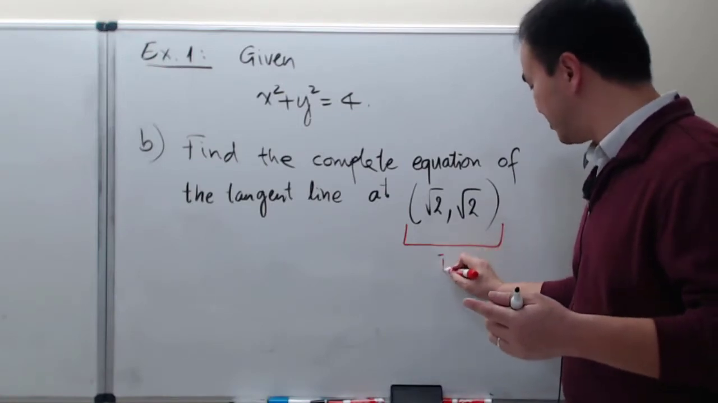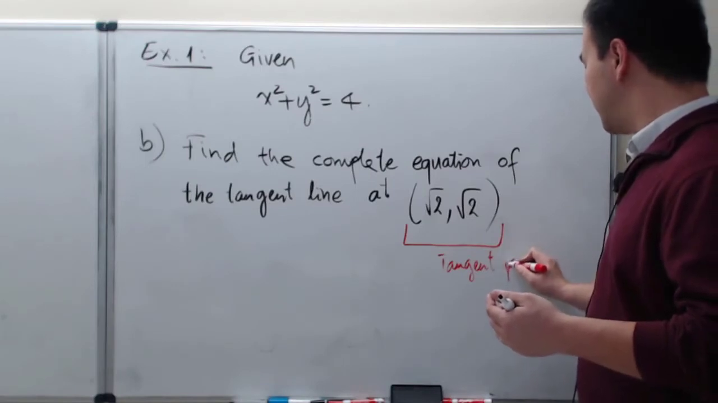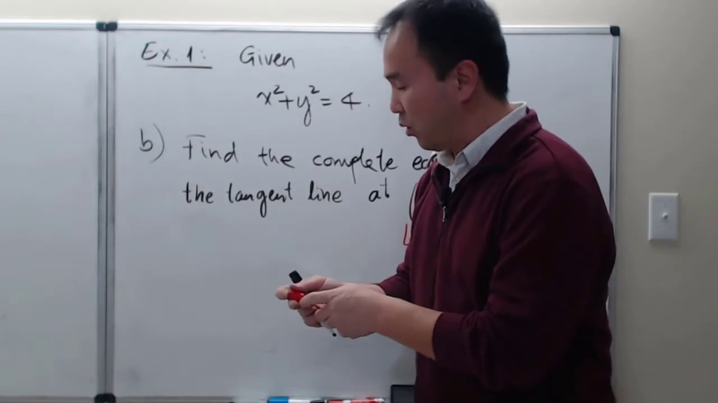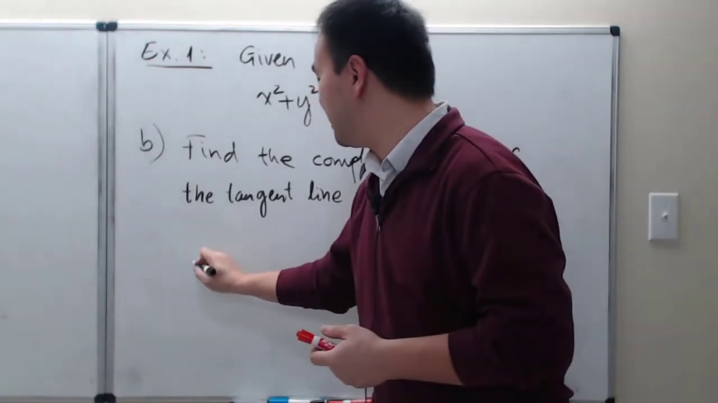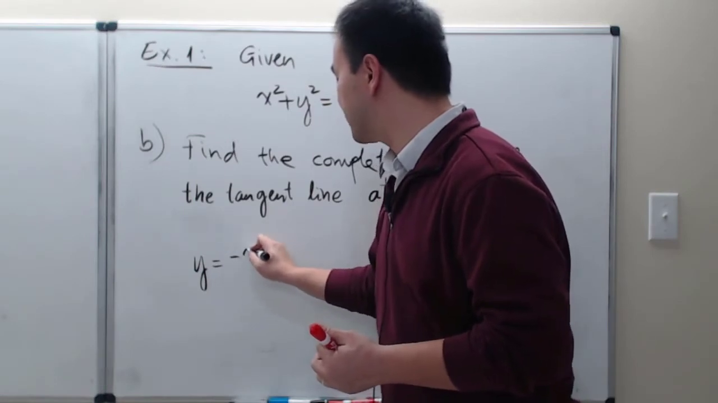So here's the tangent point. We already had the tangent point. Again, I remind everyone, that's the tangent point. And so now the equation at this point for any line, y equals mx plus b, so we're looking at y equals negative x plus b.